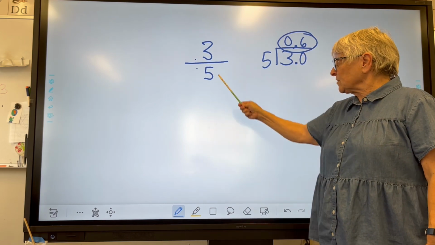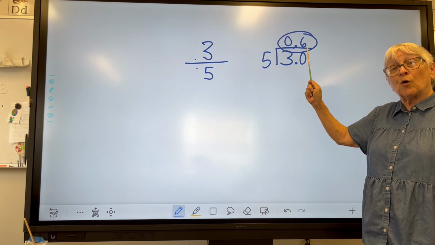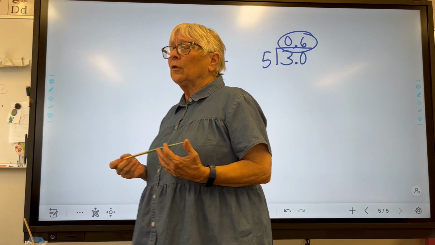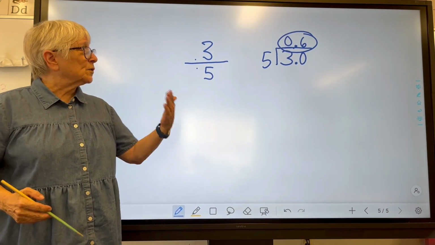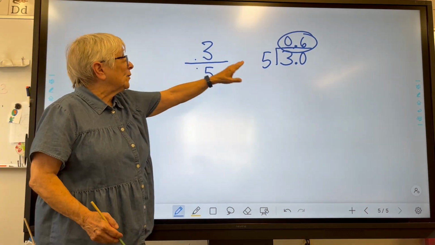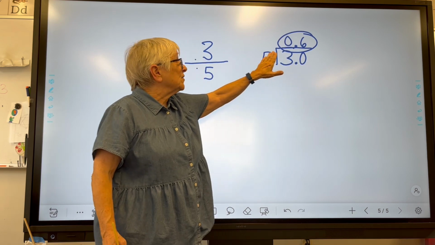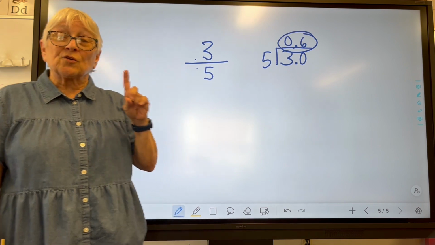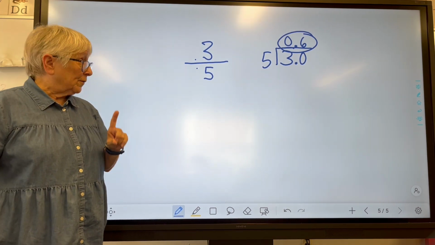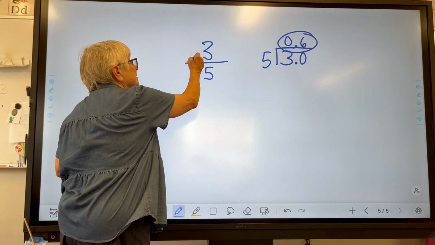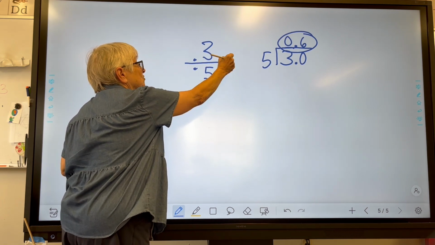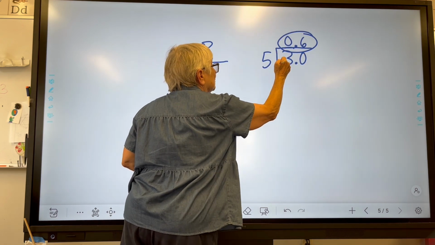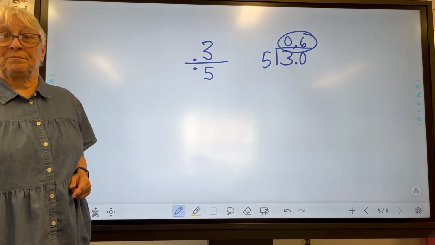To write 3/5 as a decimal, it would be 0.6. So that's the way you convert a fraction into a decimal. You put the numerator inside the division box, and the divisor is the denominator. So remember that this is a big division sign, 3 divided by 5.